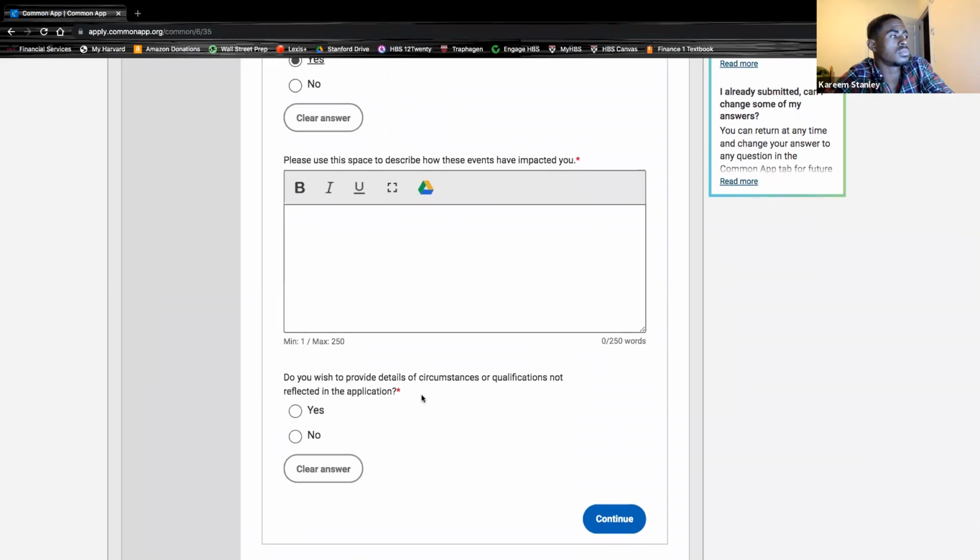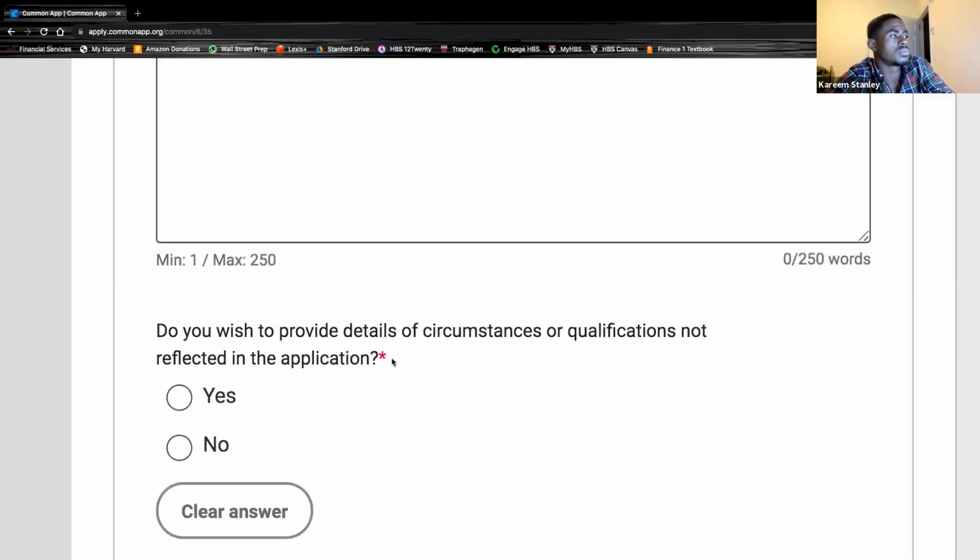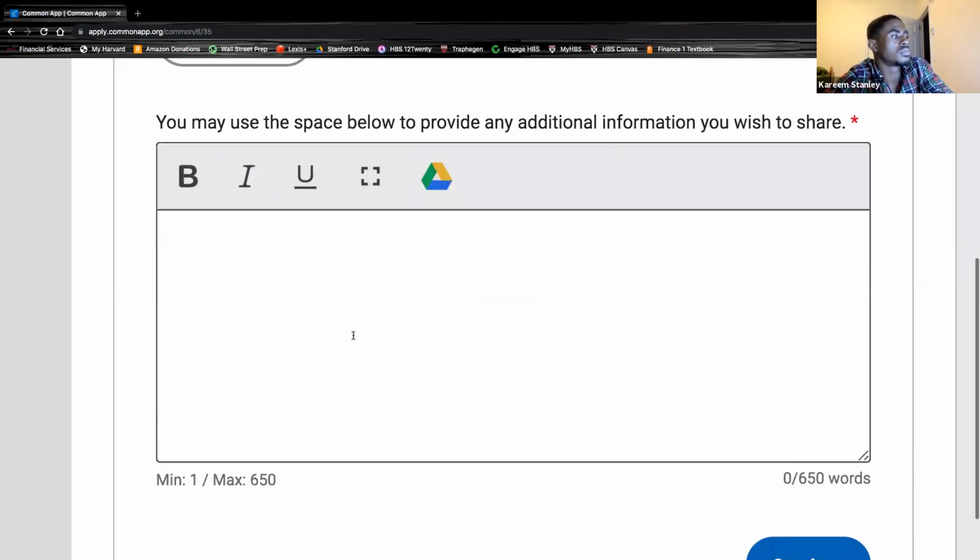And then can you show me this question? So you see how I said one of the essay prompts here. So Kareem, if you could please read through this, go ahead. Do you wish to provide details of circumstances or qualifications not reflected in the application? So let's say you say yes, open it. So click yes. And then here it says you may use the space below.